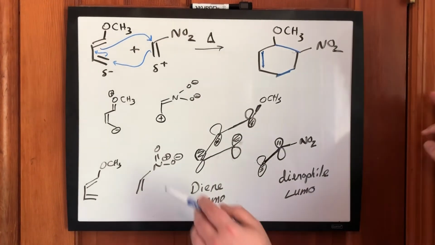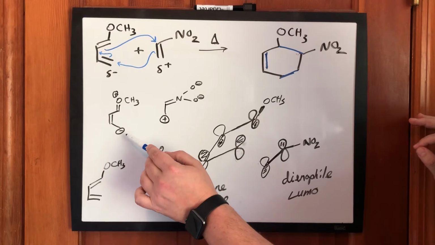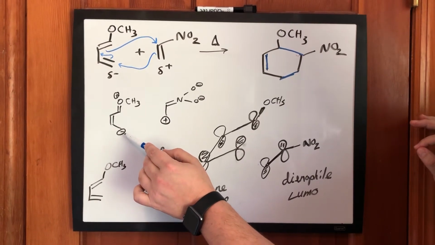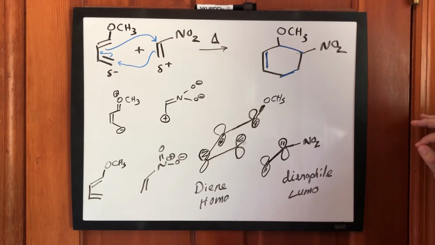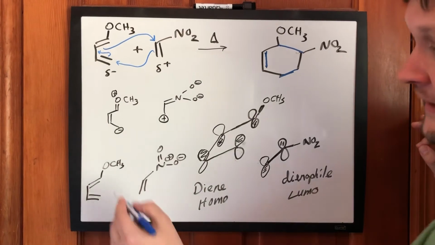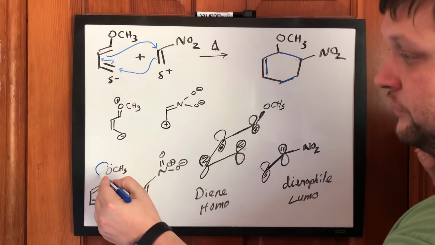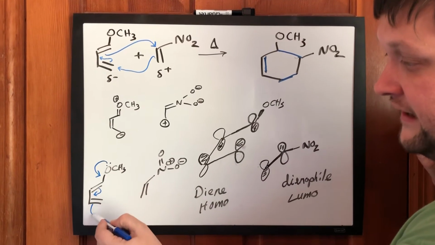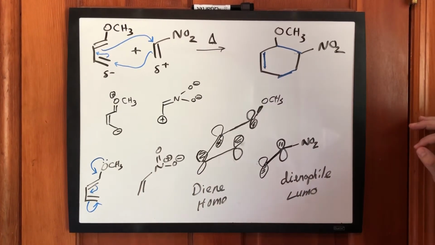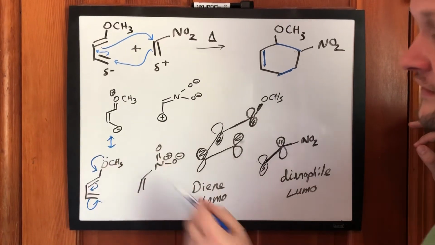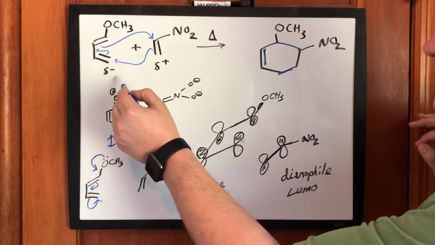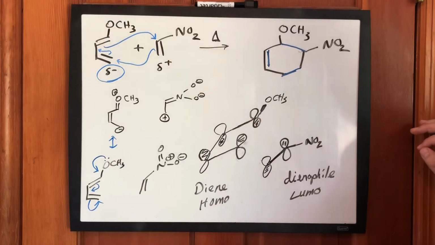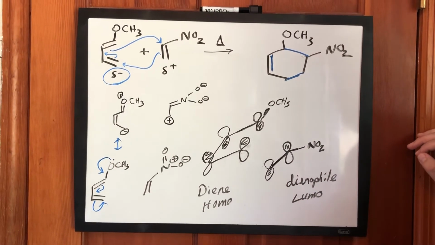And so I would get this resonance form from the diene where I have a negative charge on the carbon farthest away from the OCH3. I get that by drawing the resonance forms that push the electrons from the oxygen through the diene system onto the bottom carbon. And so that would give me this resonance form, which lets me conclude that I have this partial negative charge on the bottom carbon of the diene.